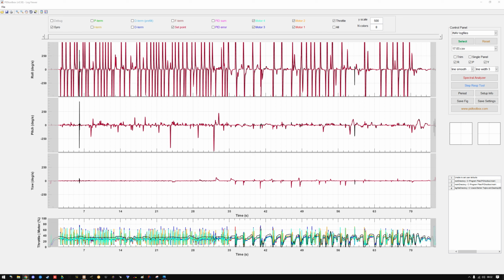Today's topic will be to have a look at some black box footage, as well as analyze the data using PID Toolbox, and basically give you a rundown of what you can expect if you ever have to tune a quad from scratch. Now, before we go on to the actual PID tuning, I'd like to first of all show you the effects that you can expect when you have different kinds of PID settings.